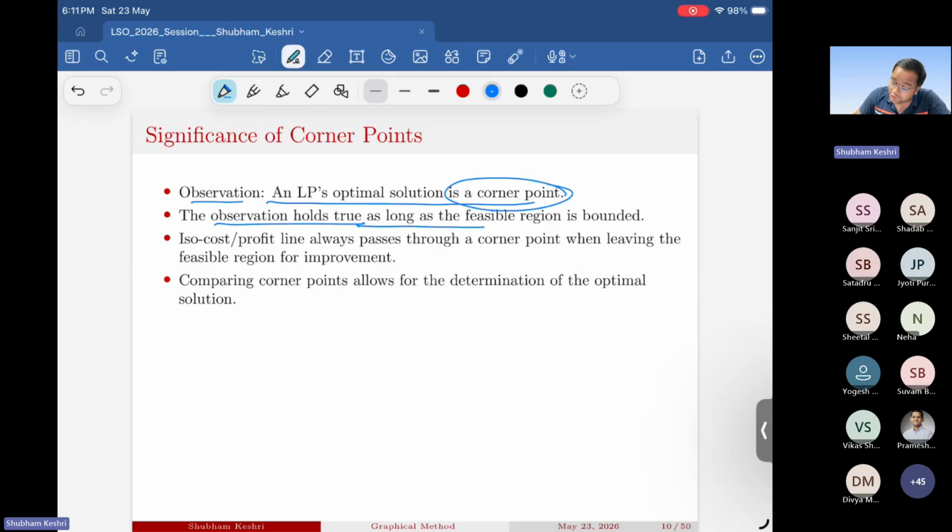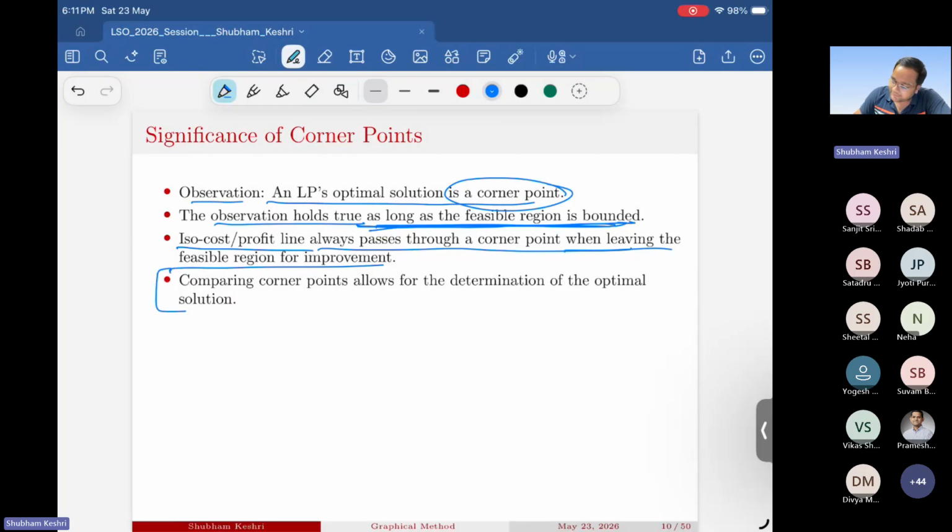Okay. So the observation is that an LP optimal solution is at a corner point. This observation holds true as long as the feasible region is bounded. Okay, this observation is only true when the feasible region is bounded. We will see what happens when the feasible region is unbounded. The isocost line always passes through a corner point when leaving the feasible region.